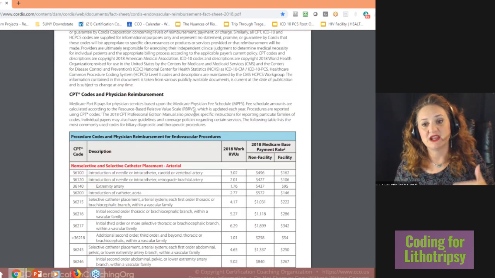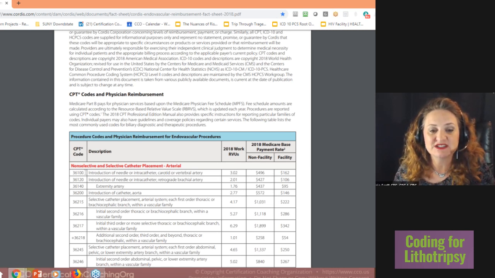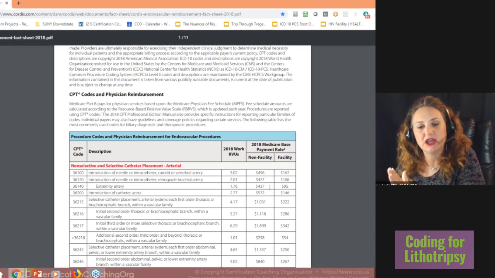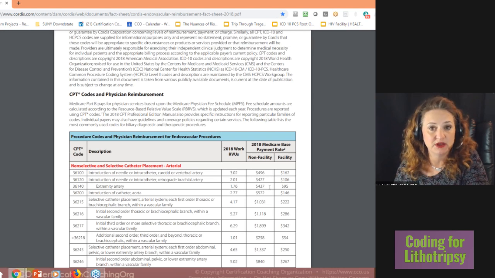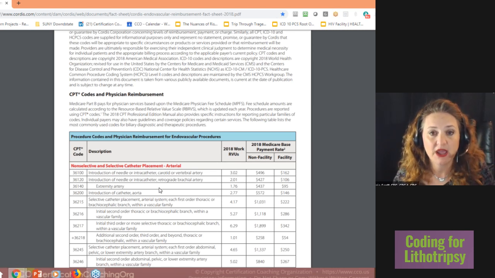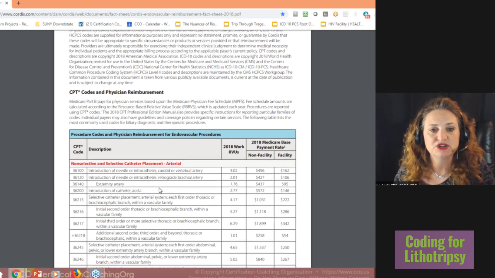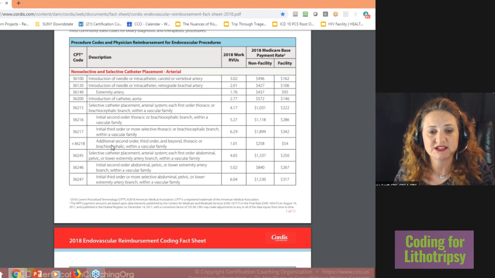But what I liked about this, and I wanted to share it because you're a student, is they've got this divided up for you. Now, you're not going to care about the RVUs and how much the reimbursement is and all that stuff, technically, unless you're doing billing. But you need to start learning more codes about endovascular procedures. This is going to help you along the way, and it's going to help you make notes in your CPT manual. So they've got it divided up: non-selective and selective catheter placement for arterial. So here are your codes, and they've got all the descriptions written out.